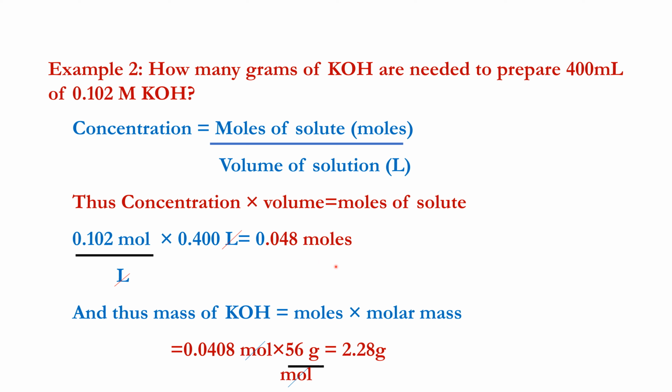So then the mass of KOH is equal to the moles that we calculated multiplied by the molecular mass for KOH. The molecular mass for KOH is 56 grams per mole. So we multiply this mole by 56 grams per mole. Again, I've written the unit in this way so that units can cancel out. In this way, this mole cancels this mole. If you multiply 0.0408 by 56 gram, you will get 2.28 grams. So this is your final answer.